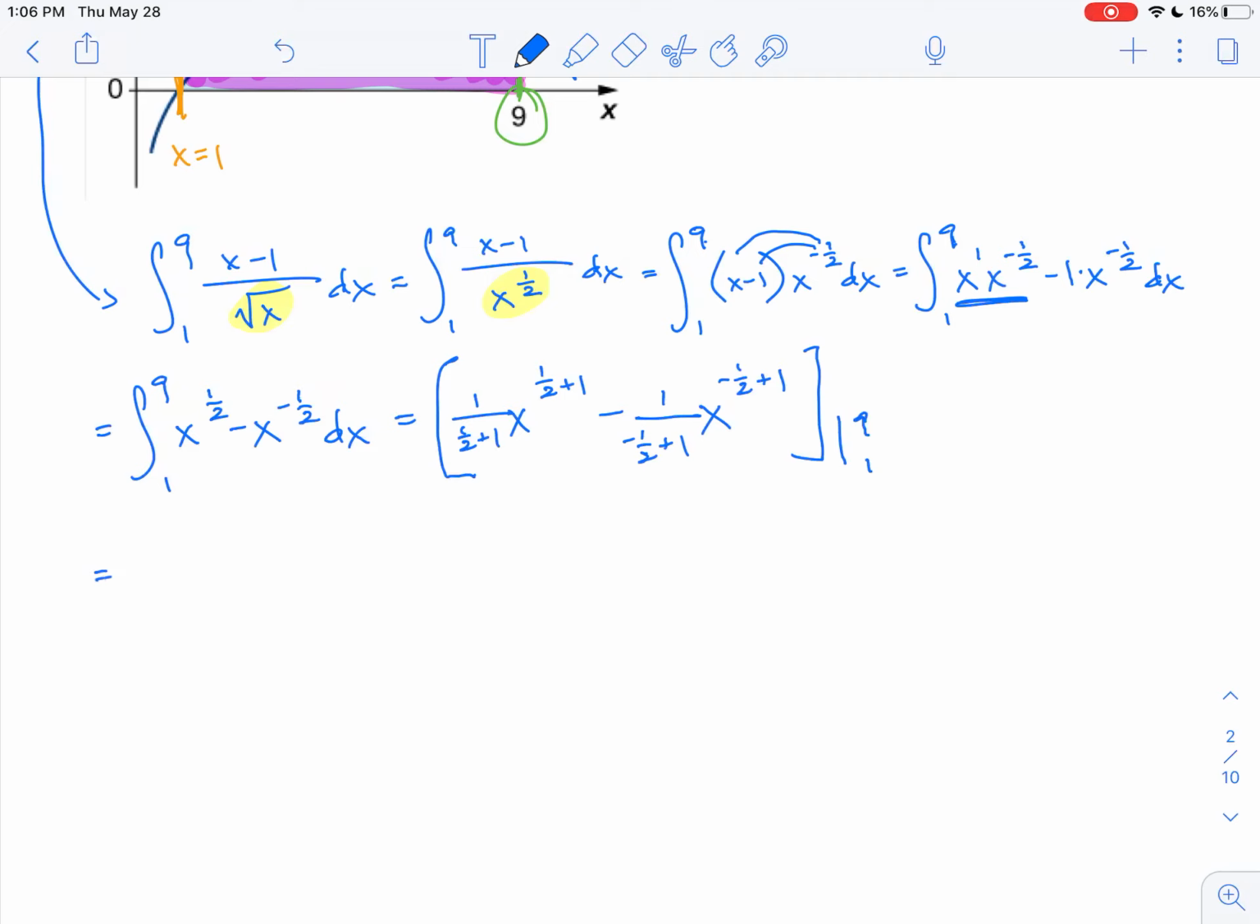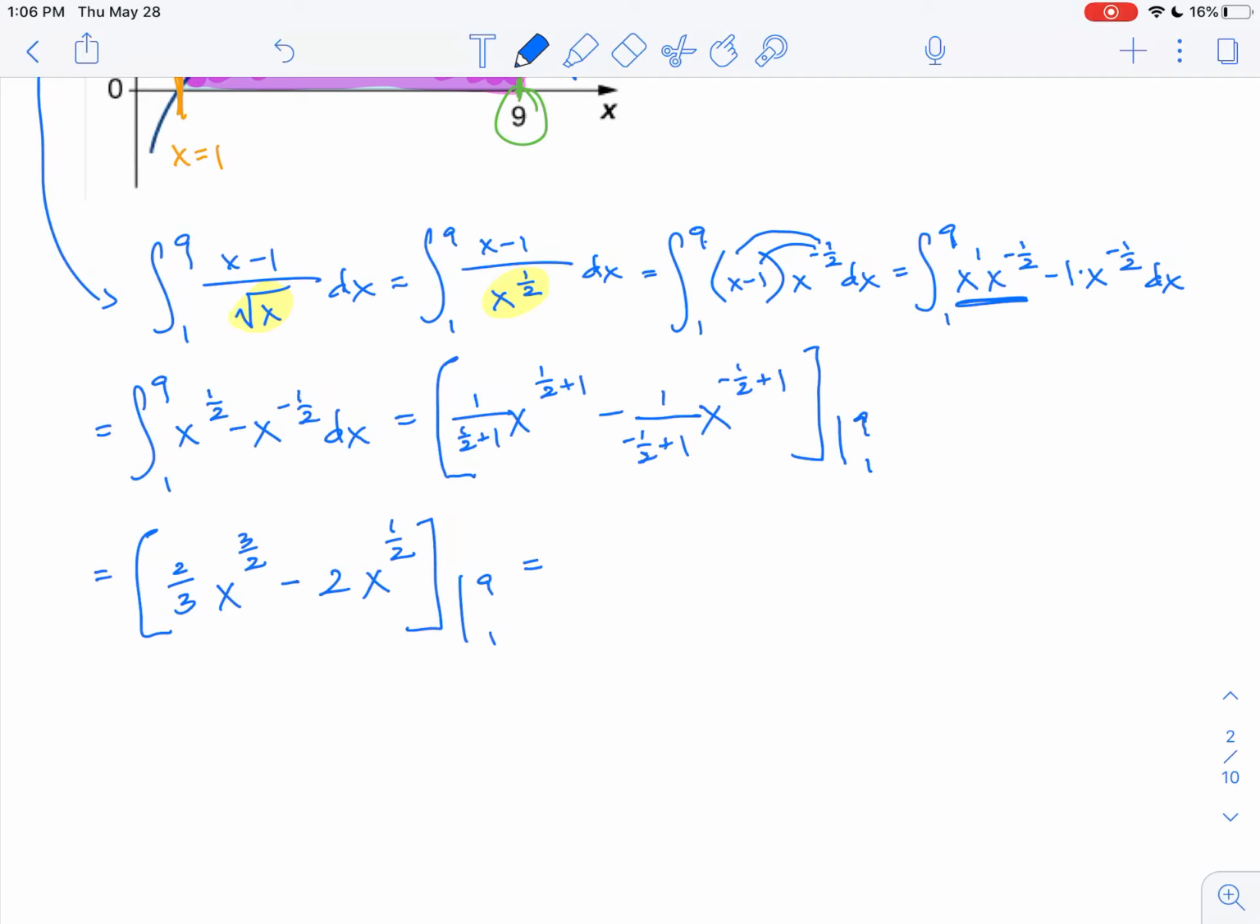Okay, let's simplify this here. The first term, x is going to be to the power of 3/2. And so then my coefficient is 2/3, the reciprocal of the power. Minus, in the second term, the power of x becomes 1/2, and the reciprocal of that is just 2. And I'm going to plug in 9, and I'm going to plug in 1.